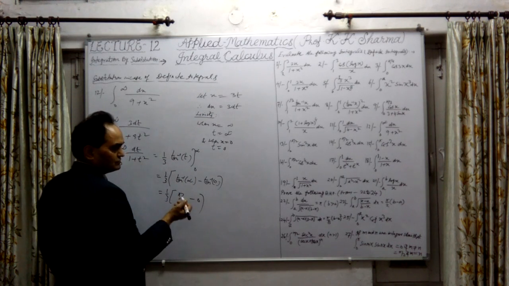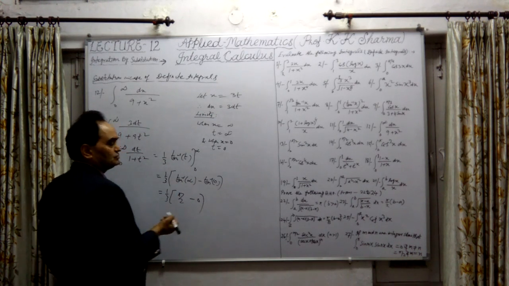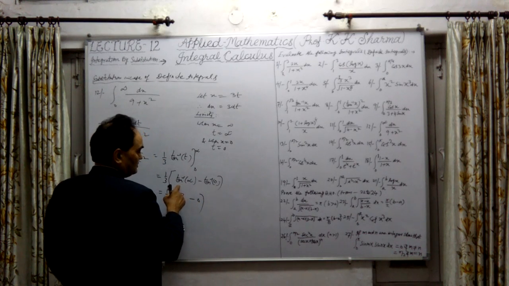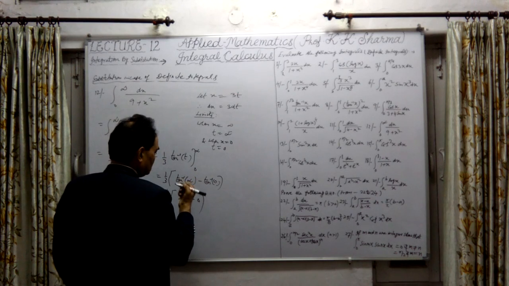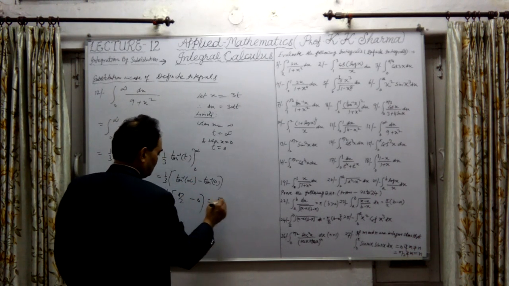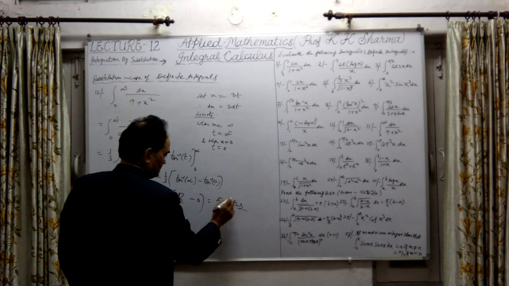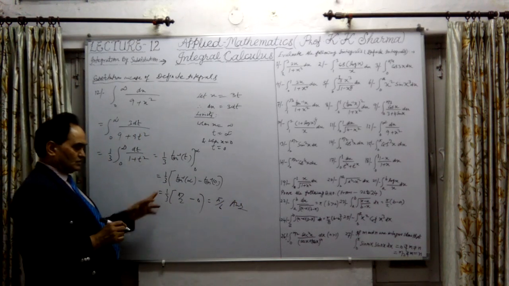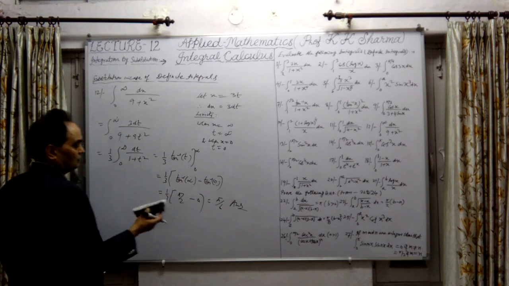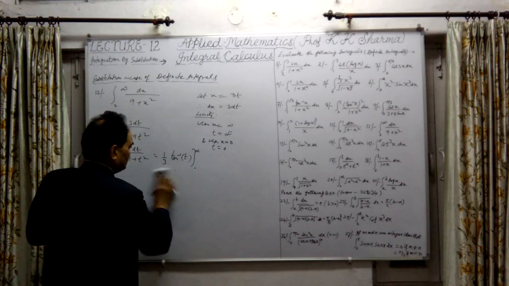For 0, sorry, tan 0 is 0. And tan infinity is tan 90 degree, which is pi by 2. So 1 by 3 into pi by 2 is pi by 6. This is the answer here. Final answer pi by 6.